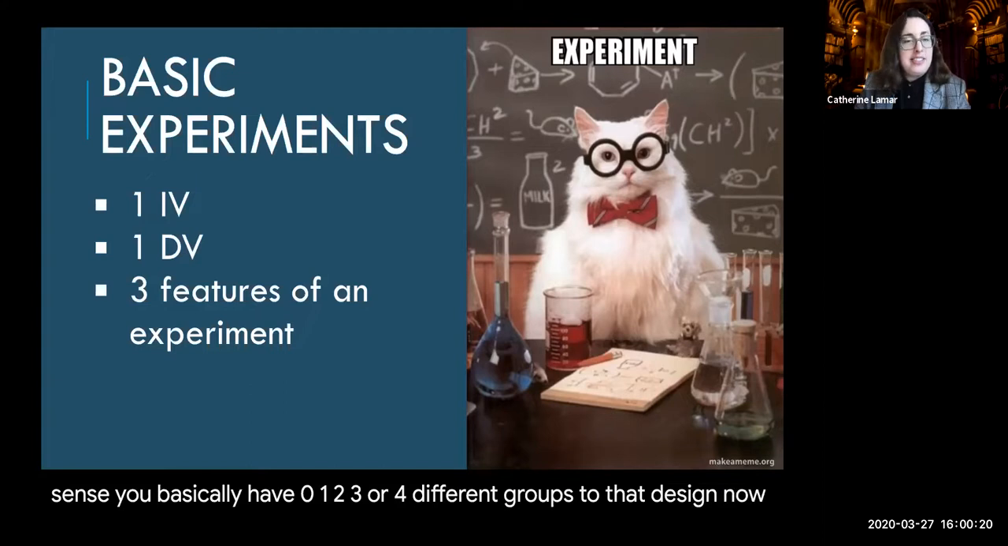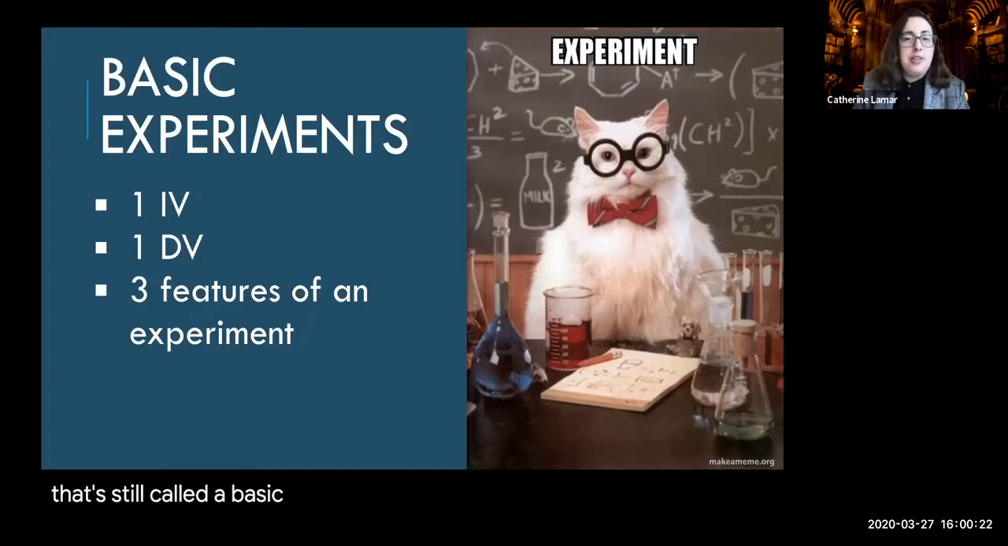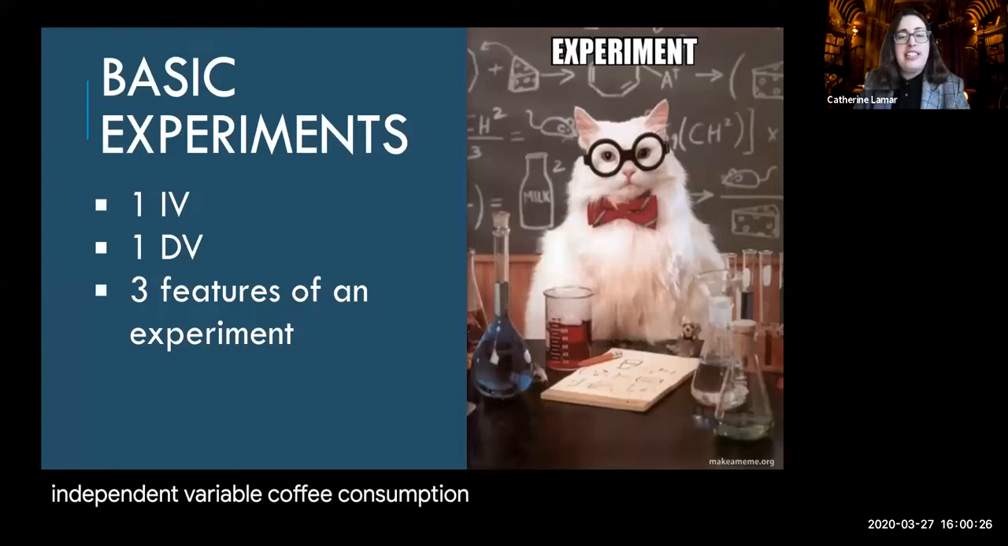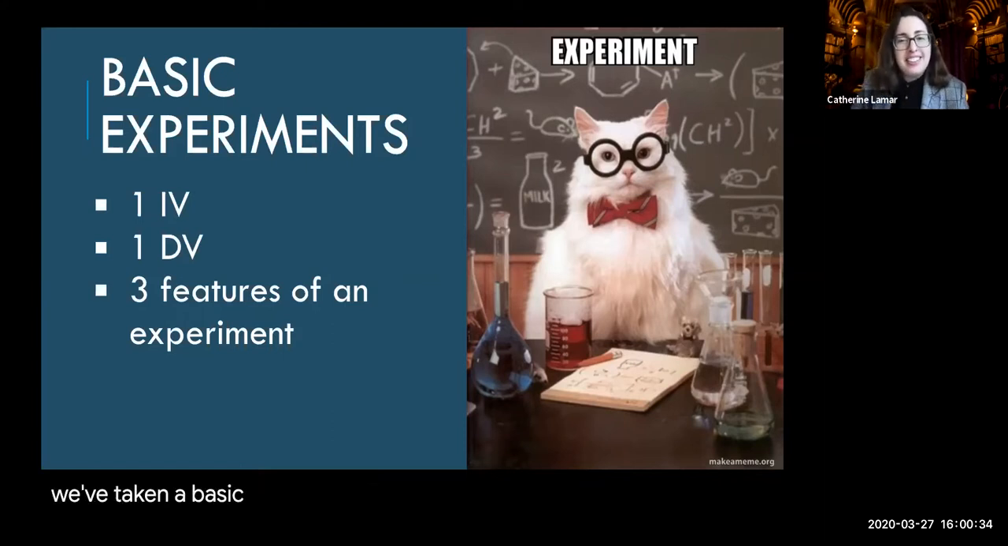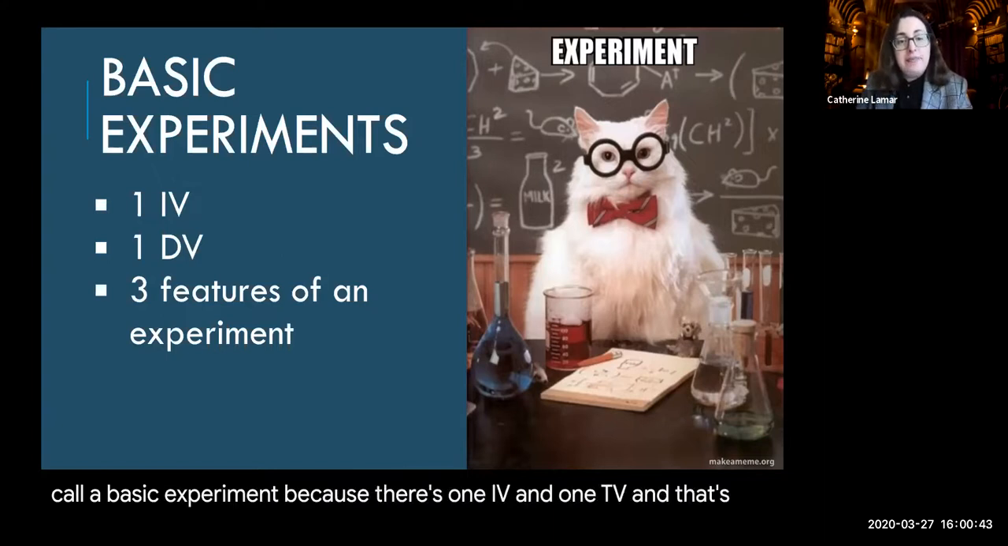Now, that's still called a basic experiment because you still only have one independent variable, coffee consumption. It's just now we've taken coffee consumption and we've given it 4 different levels instead of 2. We've taken a basic experiment and we've made it a little bit more complicated. But again, at the end of the day, it's still what we would call a basic experiment because there's one IV and one DV, and that's it.